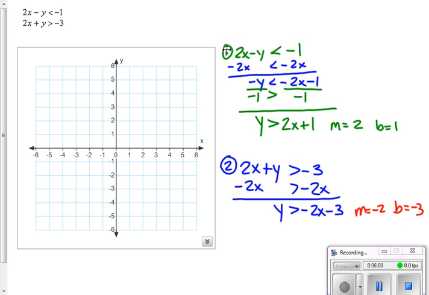Equation 1, my intercept being 1, I'll plot that. My slope is 2, or 2 over 1. So that is positive. It should increase, so up 2 over 1. Use my slope a few times to get a few points on my graph. Next, I need to go ahead and check out my boundary line.